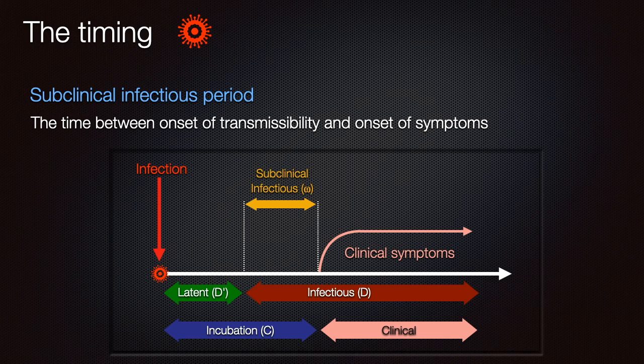And the third period we're going to talk about for now is called the subclinical infectious period. That's this yellow phase up here. That's the time between when a person is infectious and when they start showing symptoms. As we've seen with COVID-19, but we see with other infections, some diseases can be transmissible from person to person before you see any symptoms of the disease. And in fact, some can be transmissible among people who never show symptoms.